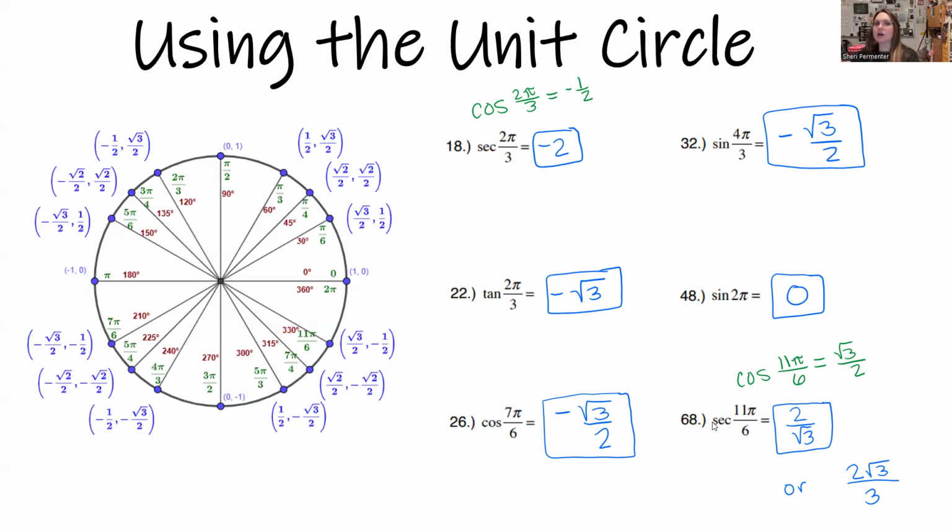So I do want to point out question number 68. For question number 68, secant goes with cosine. So if I identify the cosine ratio for 11 pi over 6, 11 pi over 6 is over here in the fourth quadrant. Cosine goes with the first value because c comes before s. So I get square root 3 over 2. If I flip that upside down, I'm okay with you leaving it like this. But I will tell you, if you're using AI to check your answers, it's highly likely that it could rationalize the denominator, and if it did, it would turn into this. Just so you know.